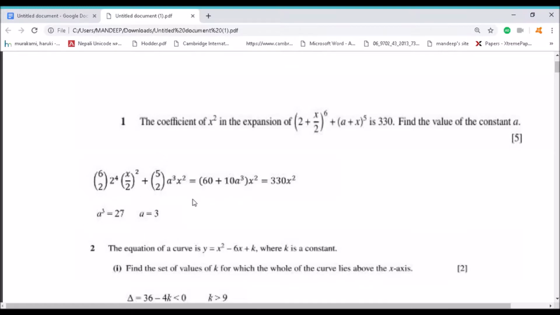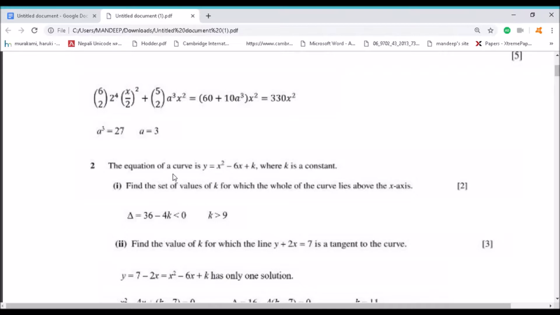5 marks in your pocket. Question number 2. The equation of a curve is y equals x squared minus 6x plus k, where k is a constant. Find the set of values of k for which the whole of the curve lies above the x-axis. So the curve should lie above the x-axis, which means b squared minus 4ac should be less than 0.